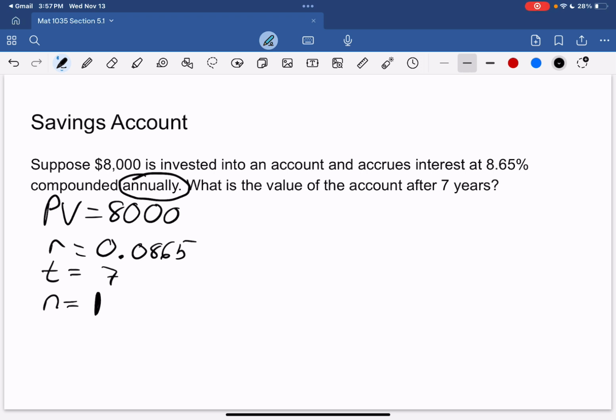Okay, if I were compounding weekly, my N would be 52. If I were compounding daily, 365. Compounding monthly, 12. Okay, so pay attention to your compounding periods.